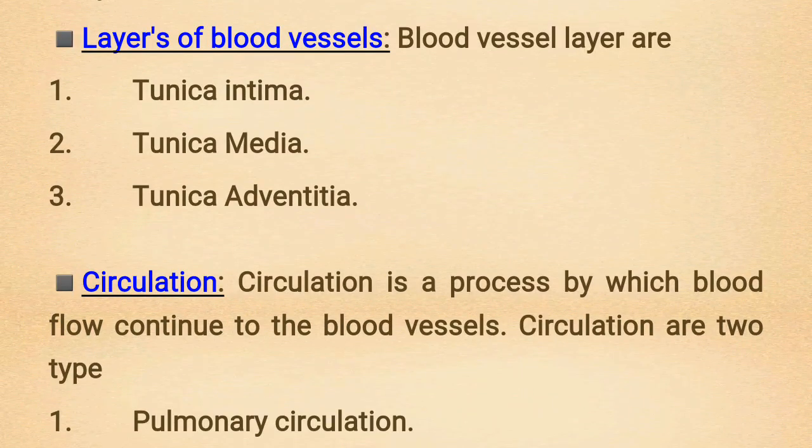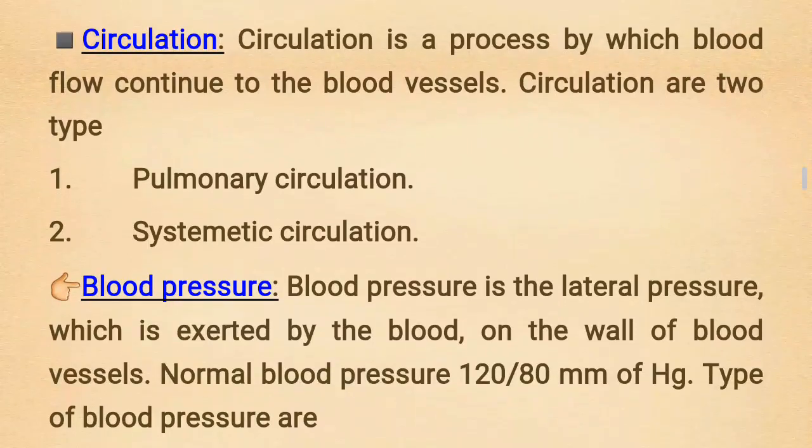Layers of blood vessels. Blood vessel layers are number 1 tunica intima, number 2 tunica media, number 3 tunica adventitia. Circulation. Circulation is a process by which blood flows continuously through the blood vessels. Circulation is of 2 types. Number 1 pulmonary circulation, number 2 systemic circulation.